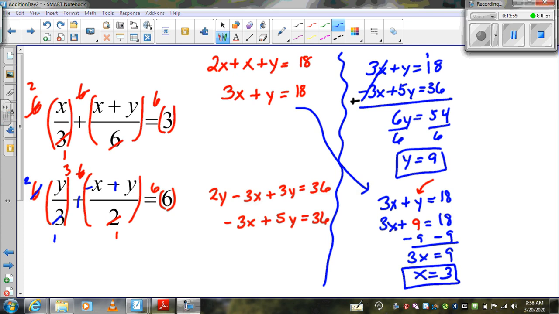So now we've taken a look at a couple of more challenging problems. Good luck on doing some more practice. Do as many as you want until you feel comfortable with this.